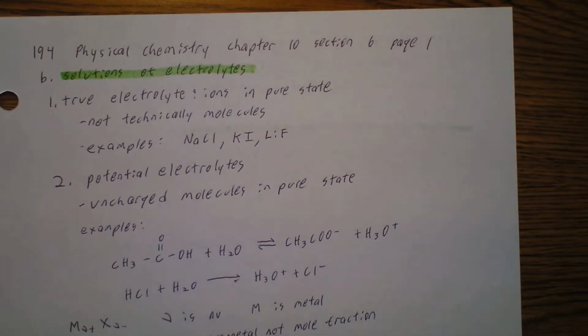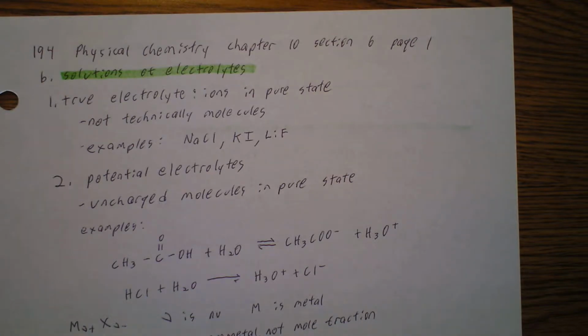Okay, we're in Physical Chemistry, Chapter 10. We're in Section 6 now. We're going to talk about solutions of electrolytes. Now, a true electrolyte is when it exists as ions in the pure state, which means they don't technically have molecules. Examples are sodium chloride, potassium iodide, or lithium fluoride.